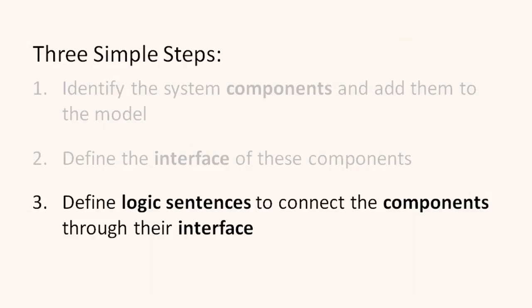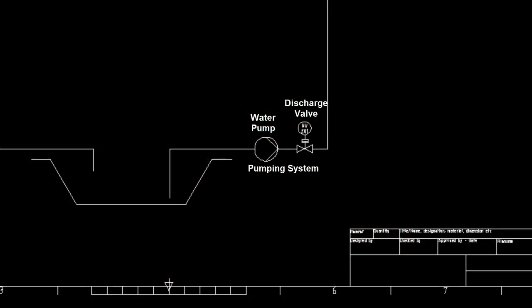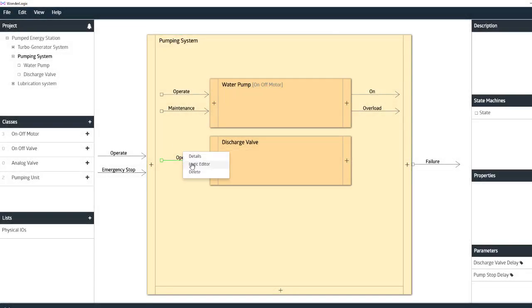3. Define logic sentences to connect the components through their interface. Logic sentences define how the system behaves. Let's complete the missing logic in our example, defining when to open the discharge valve. In order to prevent backflow through the pump, it is required to open the valve only when the pump reports that it's on. So let's open the logic editor.